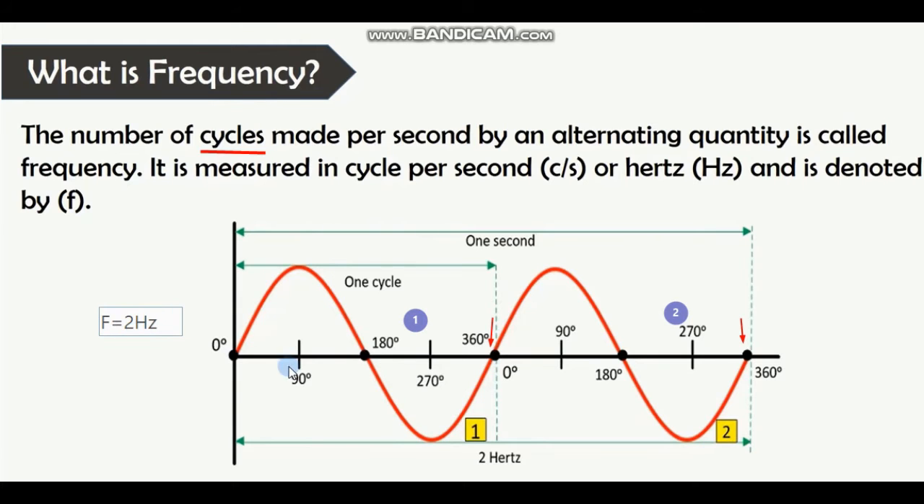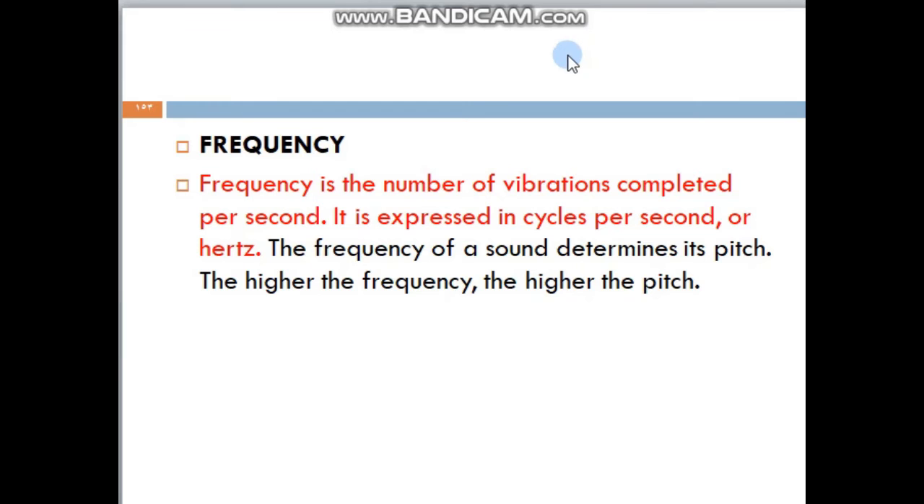Why do we say 2? Because we have two cycles in 1 second. So as we talked about, the frequency is the number of vibrations or cycles completed per second. It is expressed in cycles per second, or hertz, as we talked about. Frequency of sound determines its pitch. The higher the frequency, the higher the pitch.